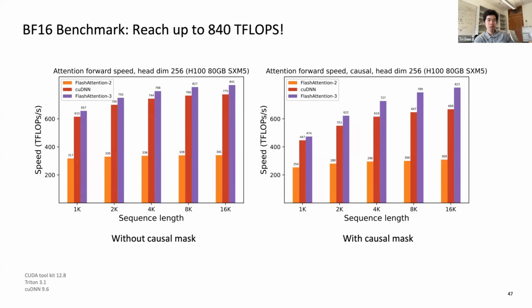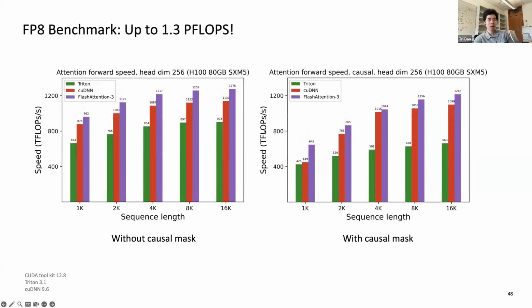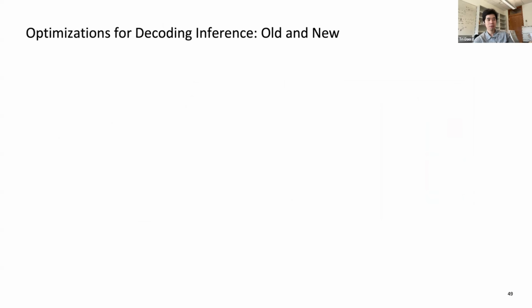Okay, and if you increase the head dimension to 256, which is less common, but actually more hardware friendly, you can get to around 840 teraflops, which is pretty crazy. And with FP8, you can get to around 1.3 petaflops on the H100. Okay, so I've talked a bunch about prefill, which also applies for training. So I'll talk about some optimizations for decode, right?